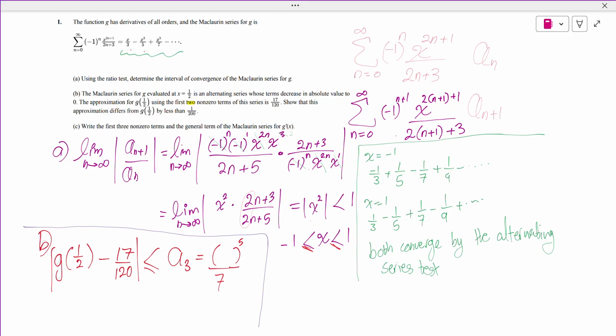What's the value of x? 1 over 2. So this is going to be 1 over 224. If anyone has the calculator, 1 over 224, which is less than 1 over 200. So we approximate the value with an error less than 1 over 200.